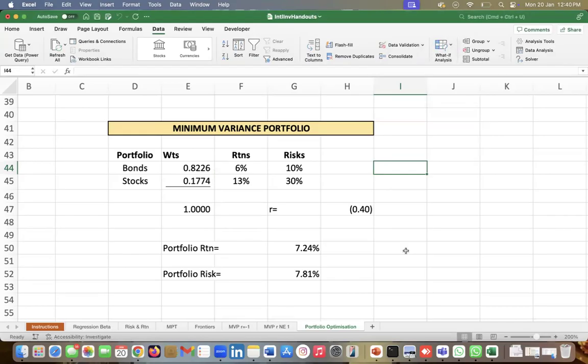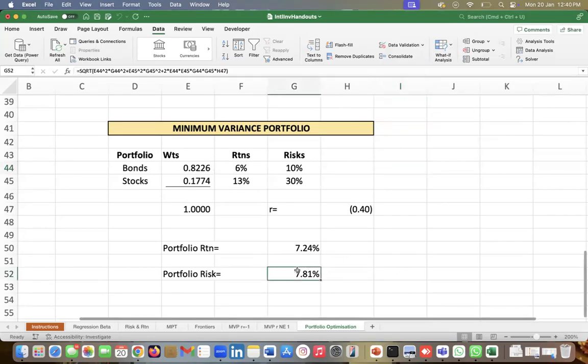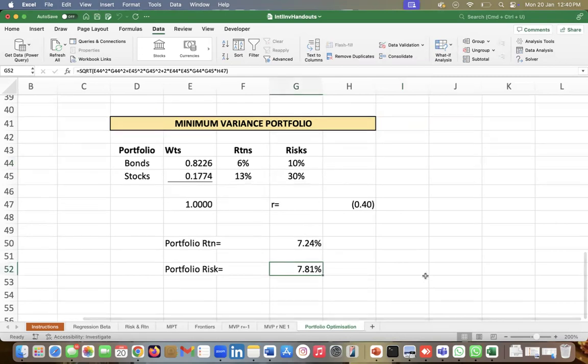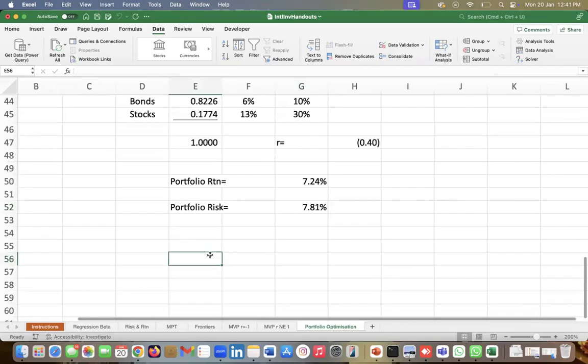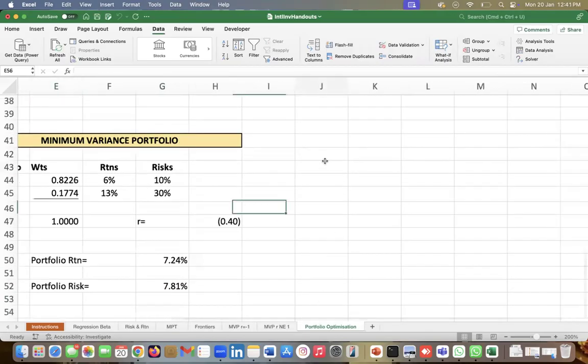That means if I have 82.26% invested in bonds and 17.74% invested in stocks, I am going to minimize my risk and bring it down to 7.81%. Is it clear? We can also validate the same thing using the weight data table.